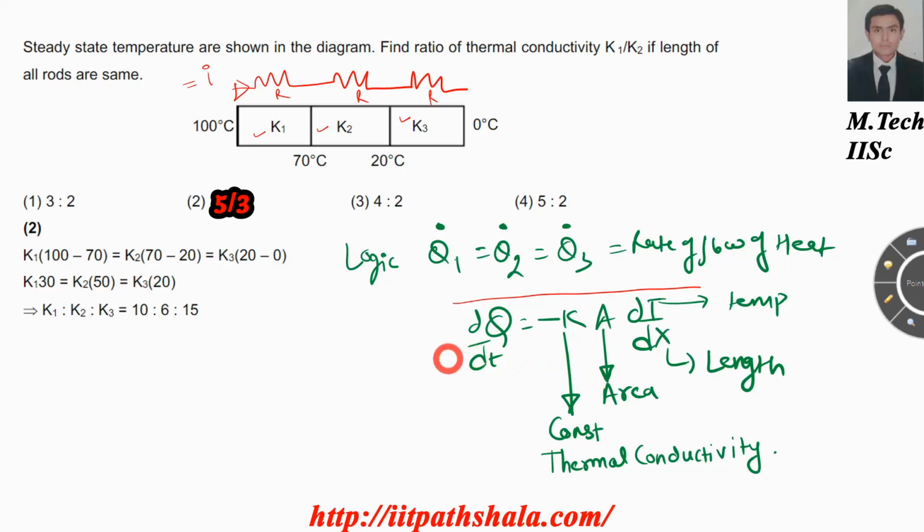Okay, so now you are left with K A dT by dx. Okay, dx is your length. All of them have the same length, so dx will be cut out.